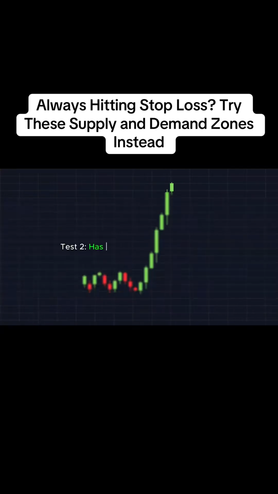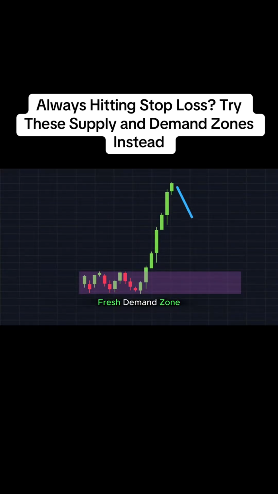Test 2. Has the price been here before? This is so simple, but it is everything. A zone is fresh if price has not returned to it since it was created. Fresh zones are the best of the best. Why? Because every time price comes back to a zone, it uses up some of the orders waiting there. The very first time it comes back has the most power. A zone that's been hit over and over is useless and weak. Always trade the first test of a fresh zone.